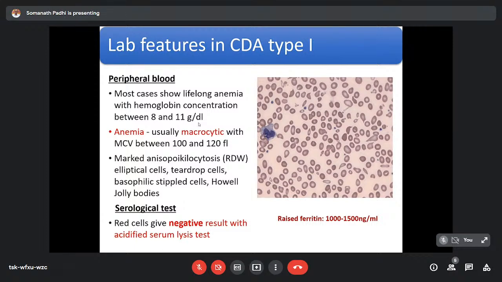The classical CBC feature in a case of CDA type 1 is prominent macrocytosis. RBCs are macrocytic with MCV that ranges from 100 to 120 femtoliter.